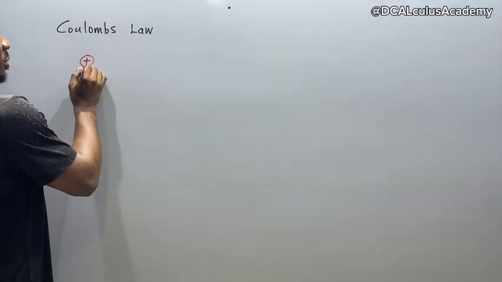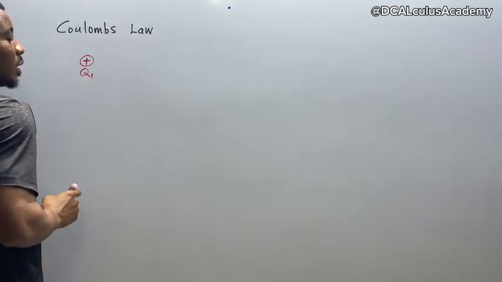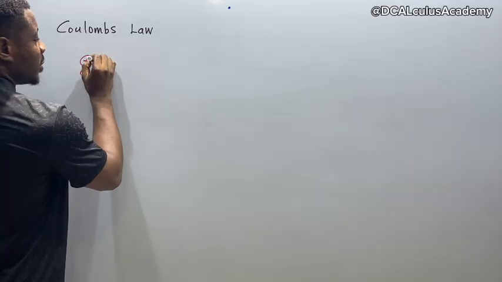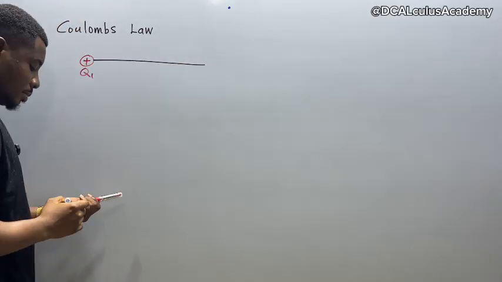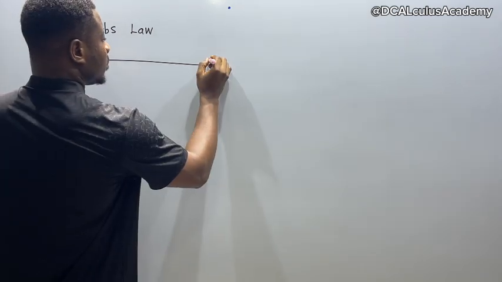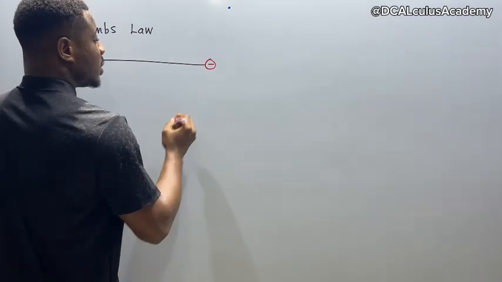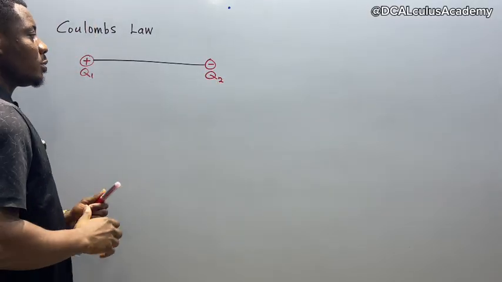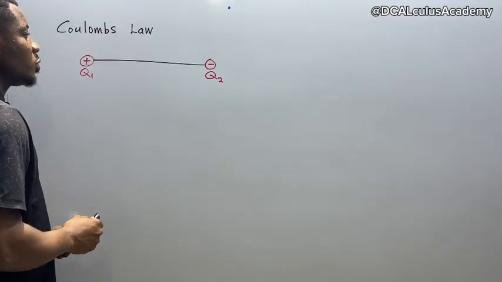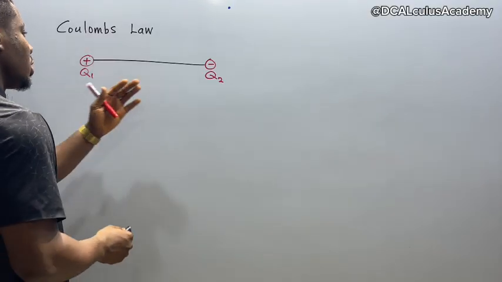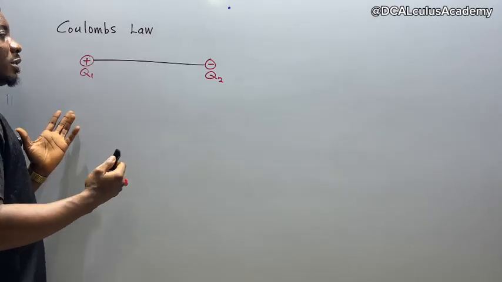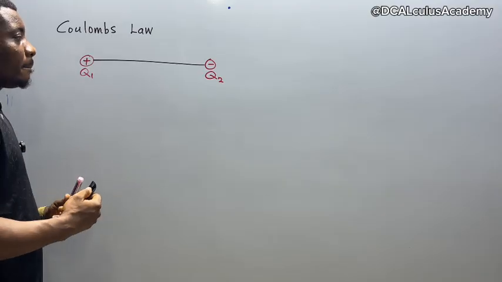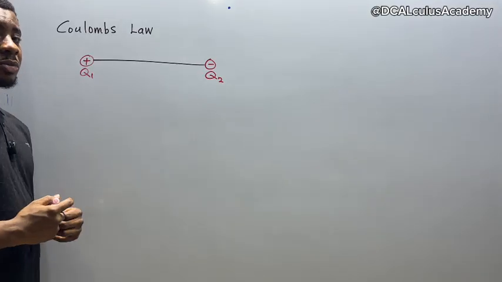So let's say this is a charged particle Q1, and it is separated from another charged particle. Let's say this one is negatively charged. We call this Q2. Now, from Coulomb's law, we could get the interaction between these two charges. This interaction could be an attractive interaction or a repulsive interaction.